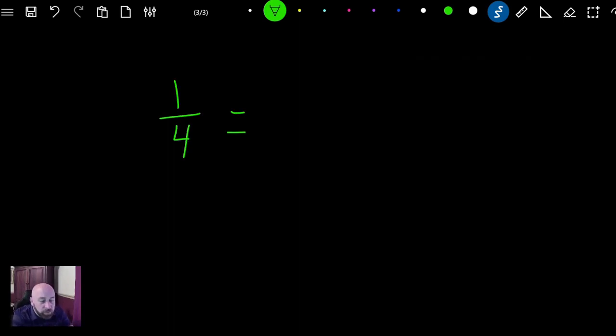1/4 equals, let's say, question mark over 10. Now, here's the problem. You can't say 4 times 1. No. 4 times 2. No, that's 8. 4 times 3. No, that's 12. 4 times what gives you 10? Well, there actually is something, but no whole number comes to our mind. So what do we do?